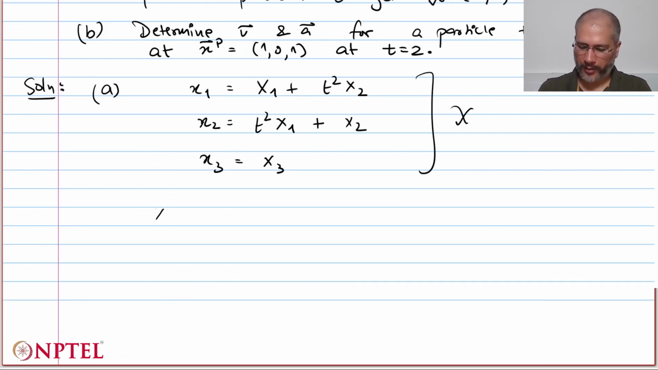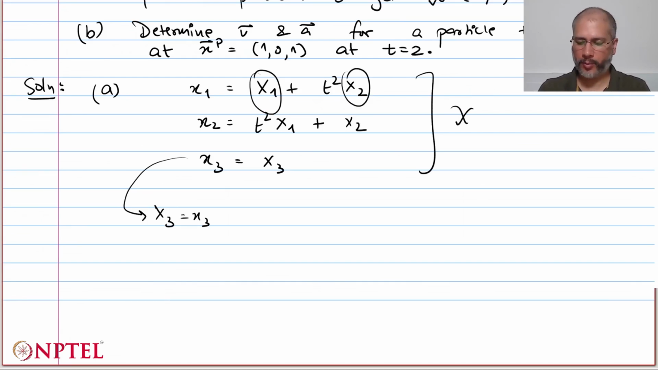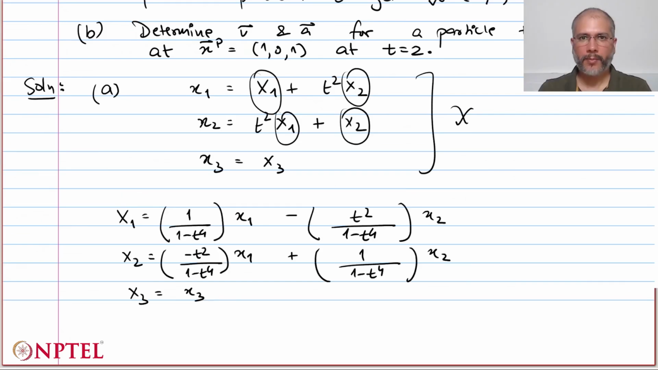So first we'll write capital X3 equals small x3, because that is straightforward. And then to find capital X1 and capital X2 in terms of small x1 and small x2, we have two equations and two unknowns. So I'll use these equations to write capital X1 and capital X2 in terms of small x1 and small x2. So when you do that, you will get this.